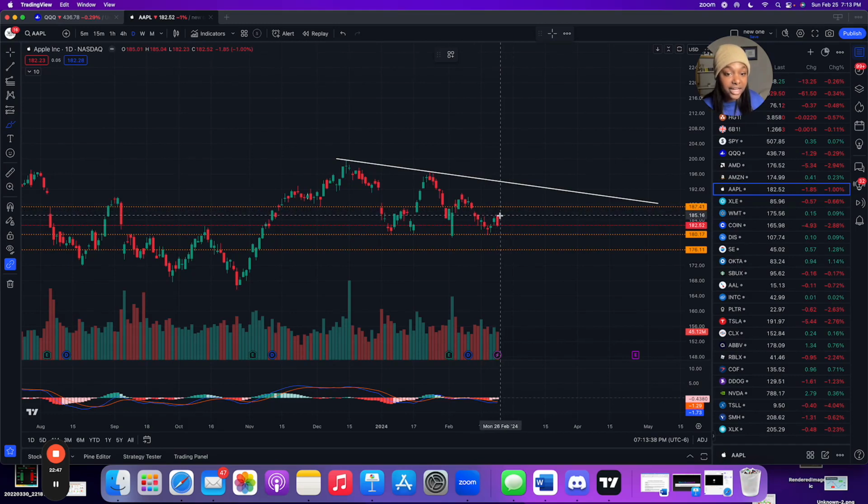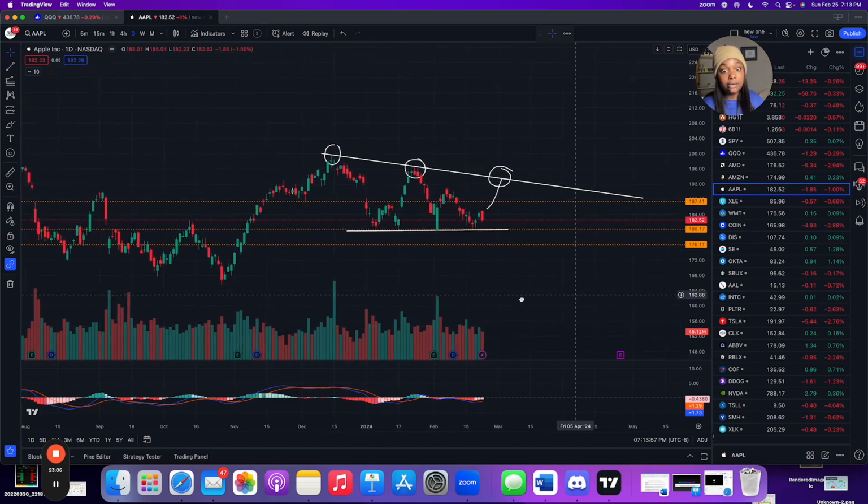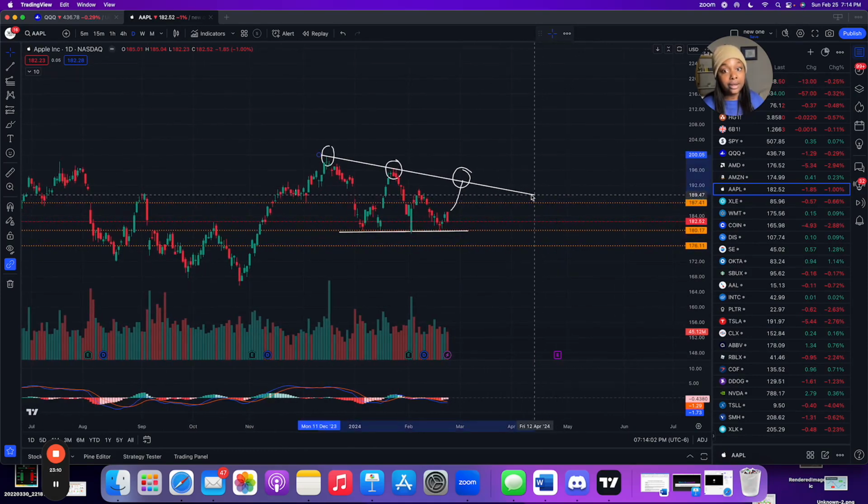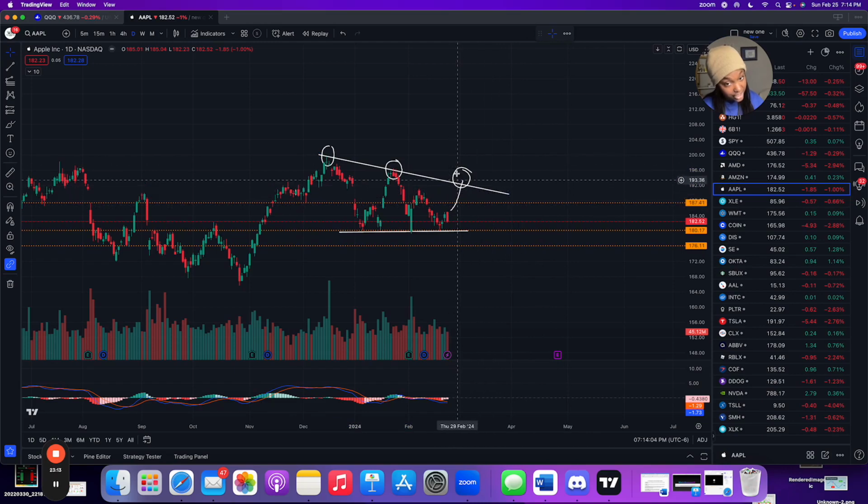Now, if it does indeed just have strength and it breaks up here, I'm going to let y'all know what I'm looking at. I'm not looking for it to break this resistance trend line. I'm looking at one high, second high was lower. I'm going to wonder if this third high is going to be lower. Why? That's really what I'm looking at, because if so, I know y'all see that potential chart pattern.